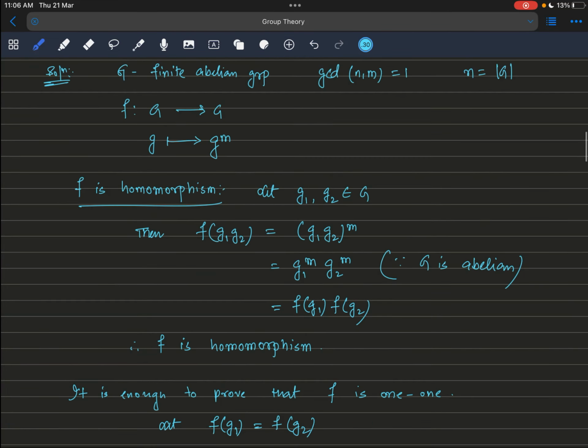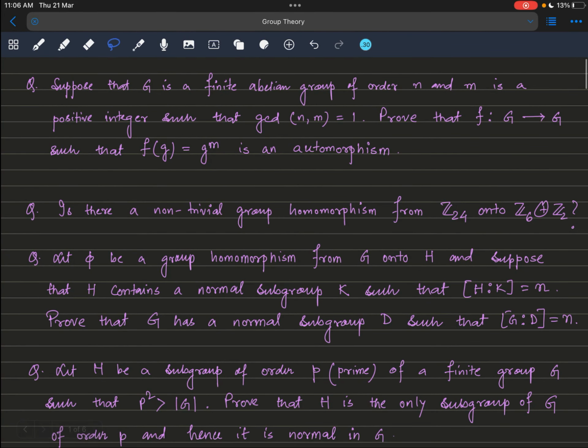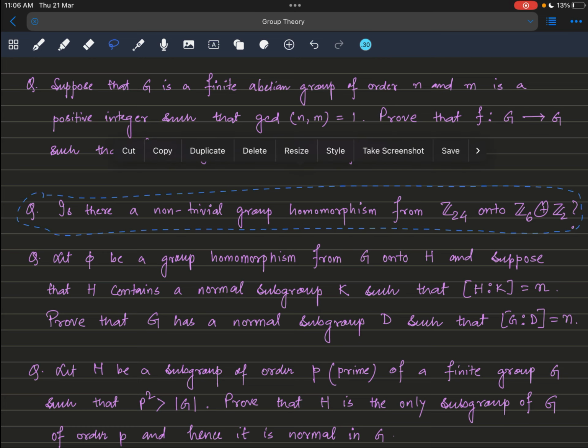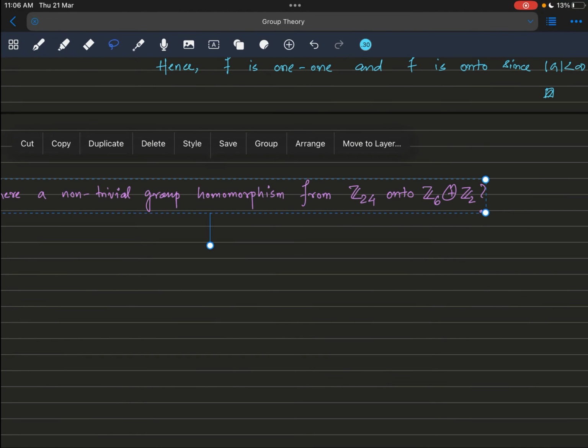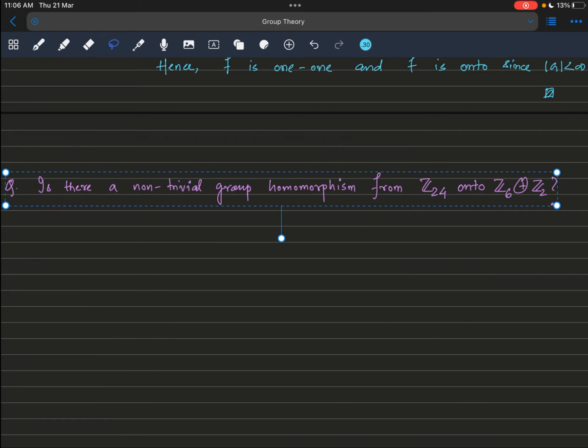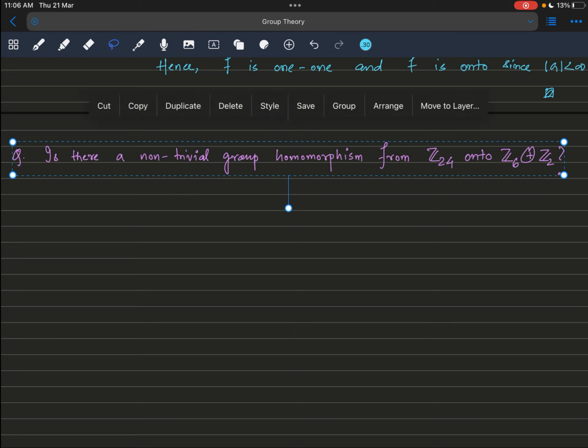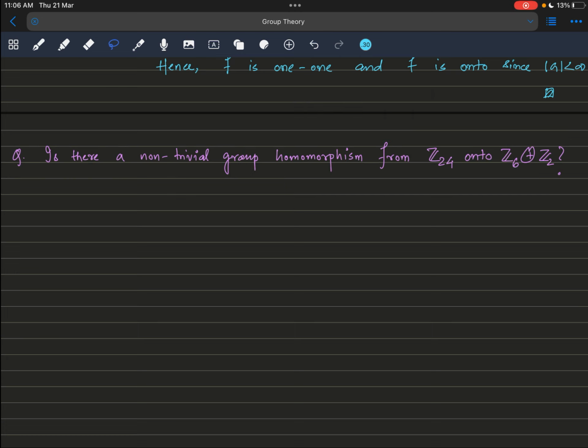Okay, now we'll see the next question, that is this one. The question says: is there a non-trivial group homomorphism from Z24 onto Z6 direct sum Z2?